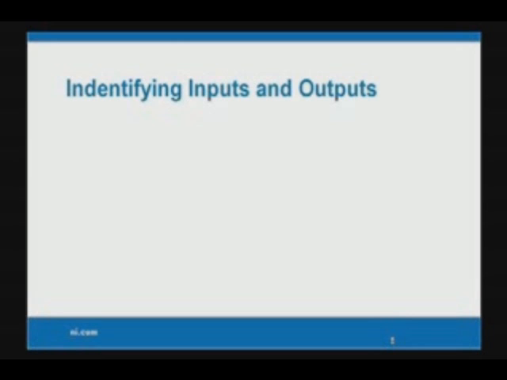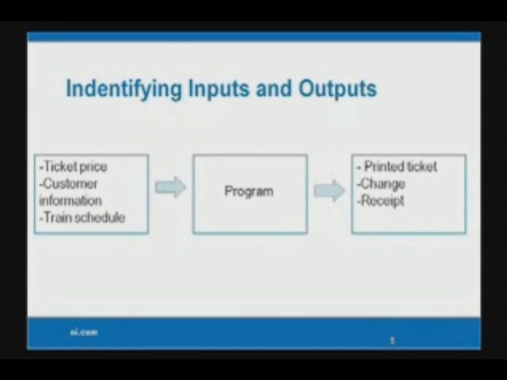To better express this idea, imagine a simple ticket machine that sells tickets for a train line. Some of the inputs for such a system would include the price of the ticket, any customer information, the train schedule, and so on. The ticket machine program would take these inputs, manipulate them, and then produce a user with outputs, in this case the train ticket and any appropriate change.